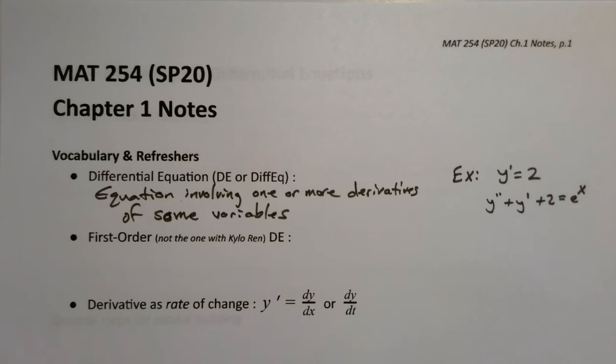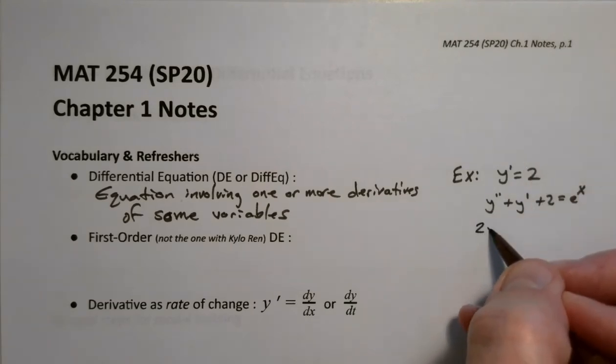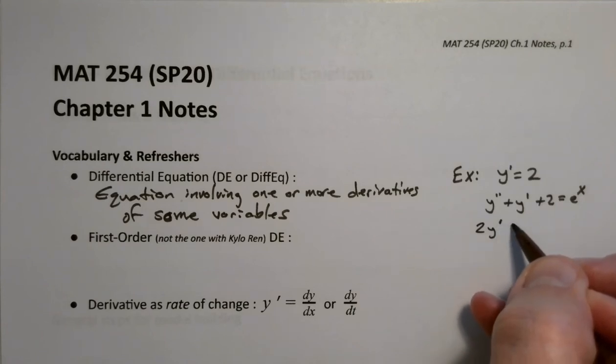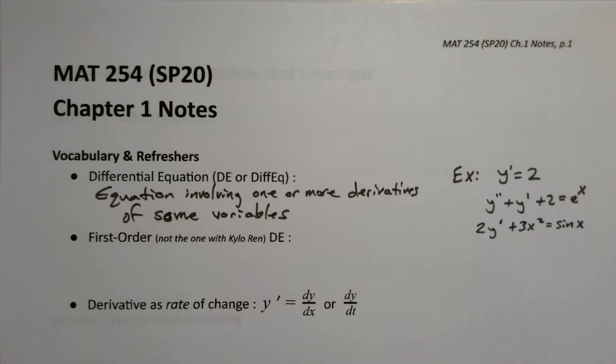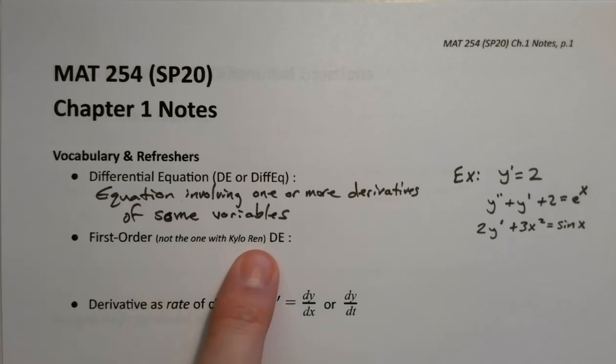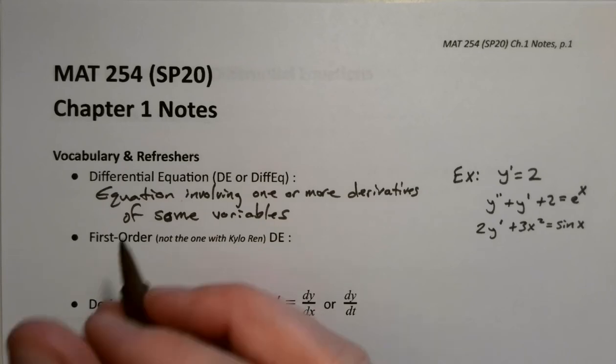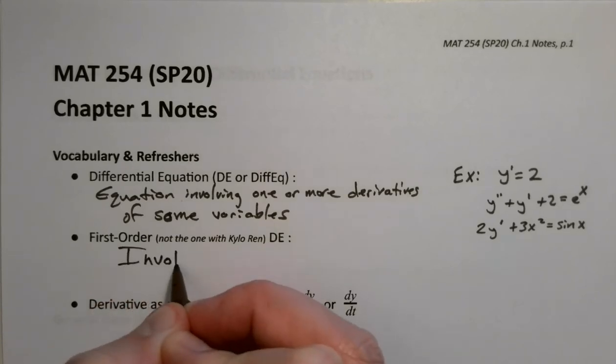So it doesn't have to be anything that exciting. It could just be something like 2 times y prime plus 3x squared equals sine x. That's another example of a differential equation because it involves the derivative y prime, but it's got other stuff going on too. So we're going to restrict our attention, at least at first, to first order differential equations. First order having nothing to do with Kylo Ren. First order just involves first derivatives.